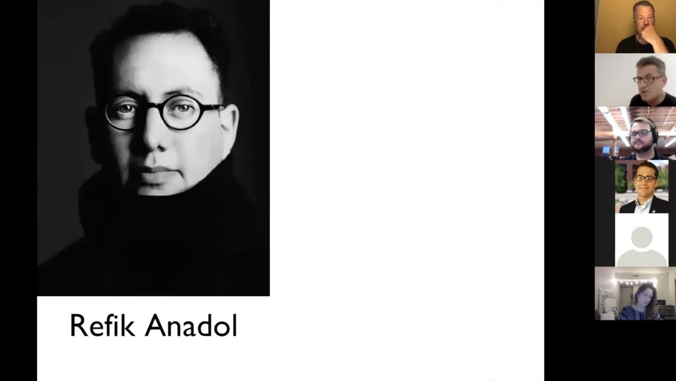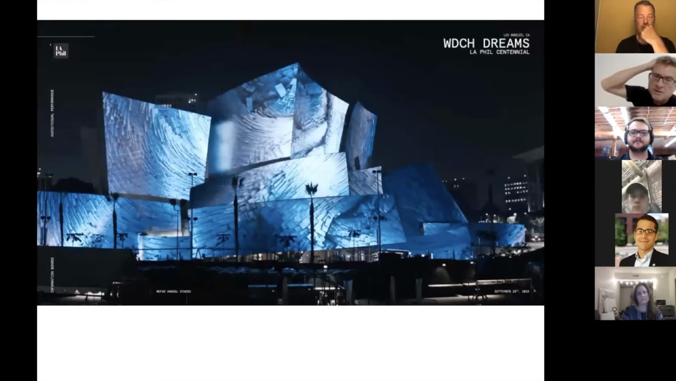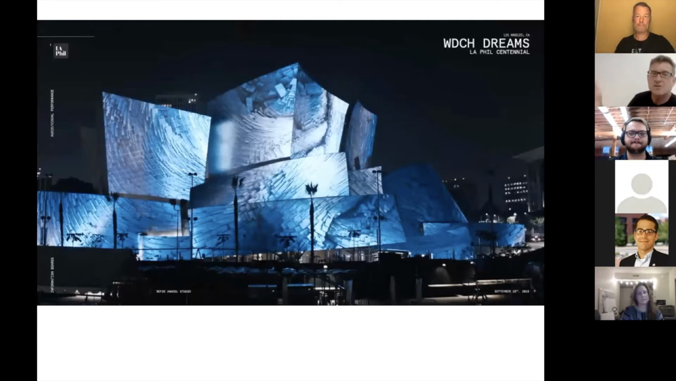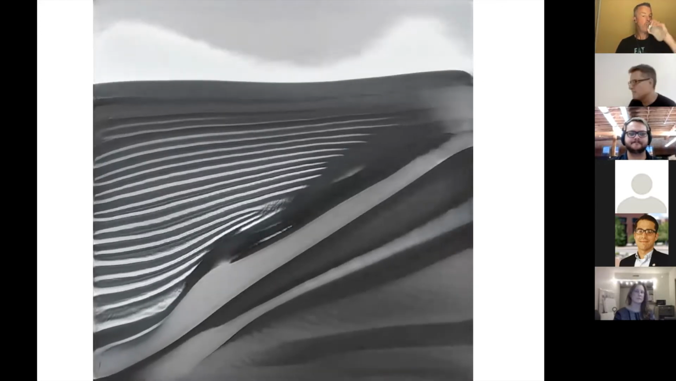It's the material he uses, the data is architectural, and he projects onto buildings. That's really where he started making his name. This is Frank Gehry's Walt Disney Concert Hall in LA, and this is a projection of his onto it, which he refers to as dreaming, which is kind of interesting because of the comment about dreams earlier on. And that's what he does.